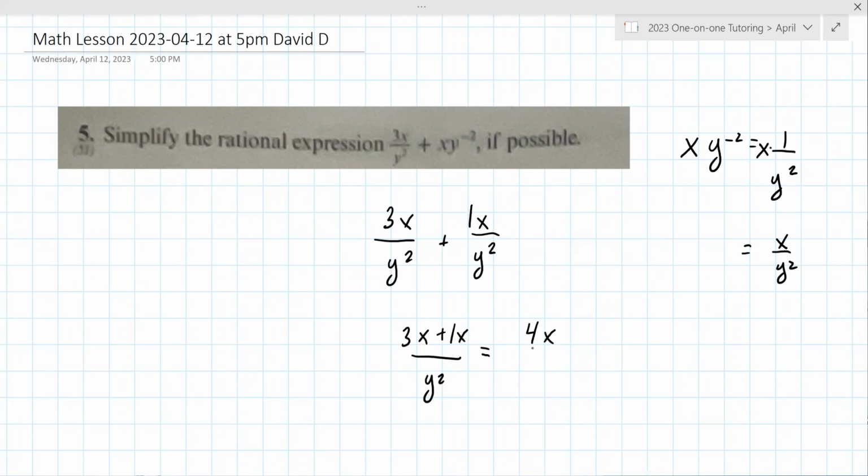So this is 4x over y squared. Yeah, that's what I got. Perfect. All right. Where should we go from here? We can just go from number 6 and so forth. All right. Sounds good.